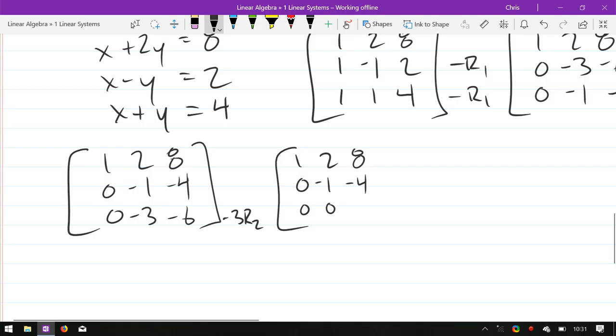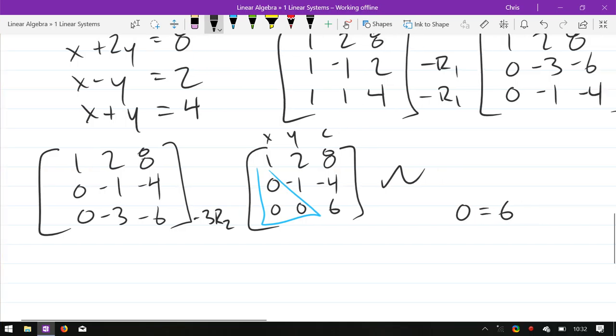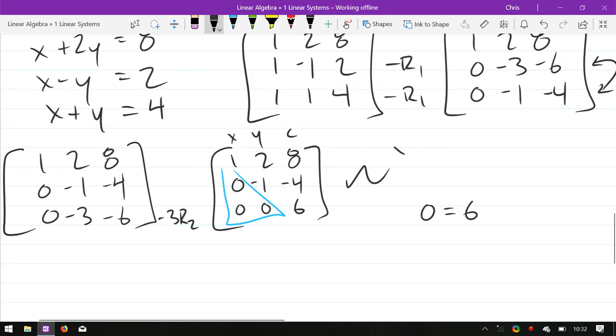So that'd be 12 minus 6 is 6. Well, we got zeros in the lower left corner, so it is actually reduced row echelon form, but we have a problem here. What can you say right now about our solution? The bottom one, 0 and 6. So let's turn this back into an equation now. Remember, there was x, y, and then constant. So the last equation is 0x plus 0y, which is 0, equals 6. I'll write the other two up, but as soon as you get one inconsistent equation, you can write down no solution.